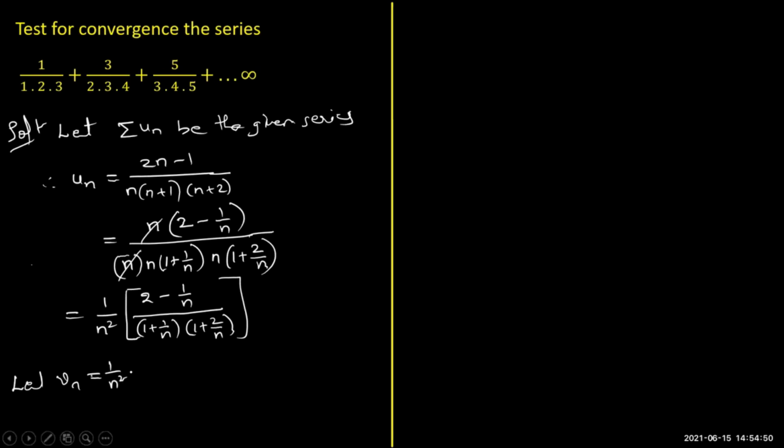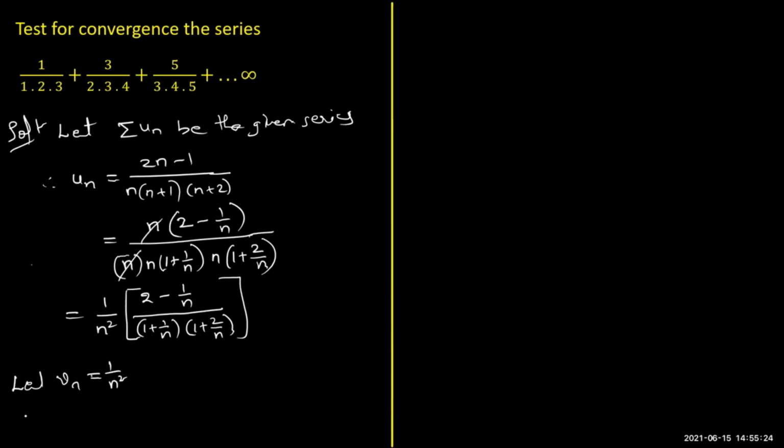Right? Understand, when you choose 1 by n square as Vn, selecting Vn is quite simple, but the idea is we must know whether this series summation Vn is convergent or not. Somebody tell me whether summation Vn, I mean summation 1 by n square, is that convergent or divergent? Anyone? Convergent. Okay, how is it convergent? Because P is greater than 1. We should write that.